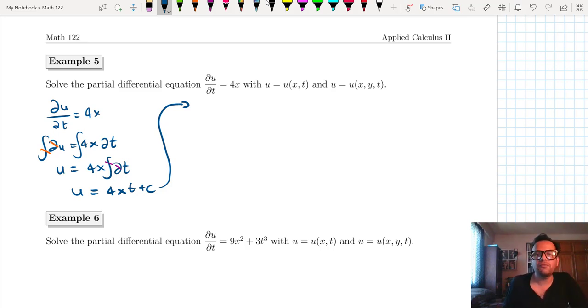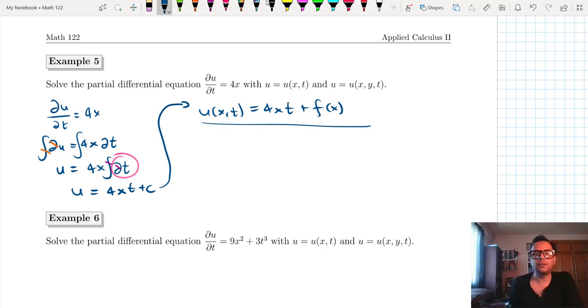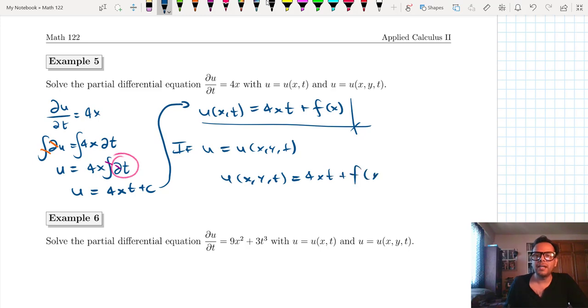What do we mean? So this first function that we are obtaining, u of x, t, because the partial integration was done with respect to t, the other variable remains constant. So that's equal to 4xt plus some f of x. Well, that is the other variable that remains constant. Now, in the case that u equals some function of x, y, t, just introduce the other variable that was held constant. So u of x, y, t equals 4xt plus f of x, y.